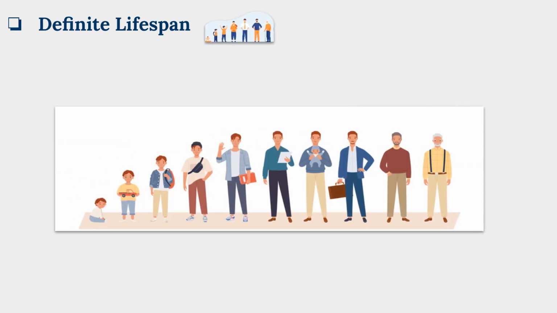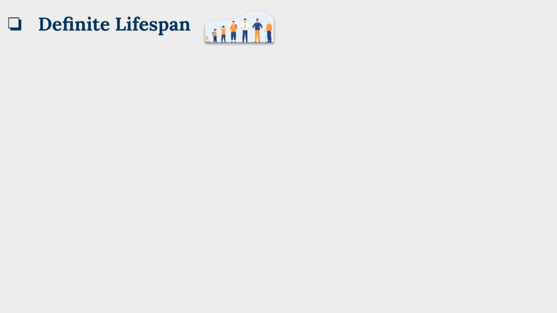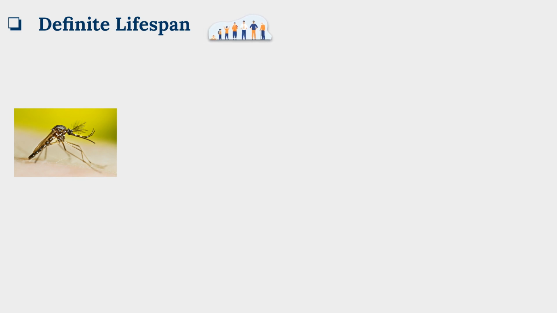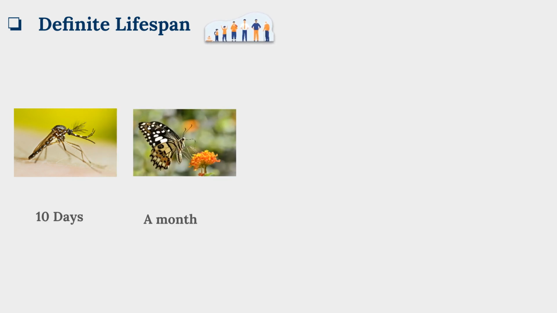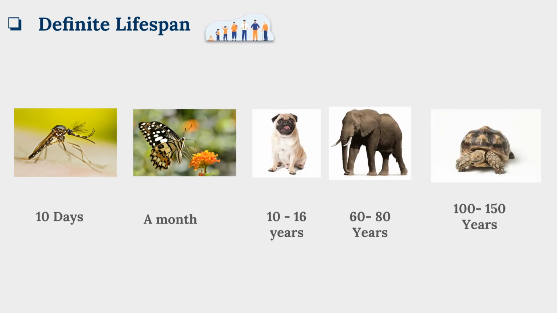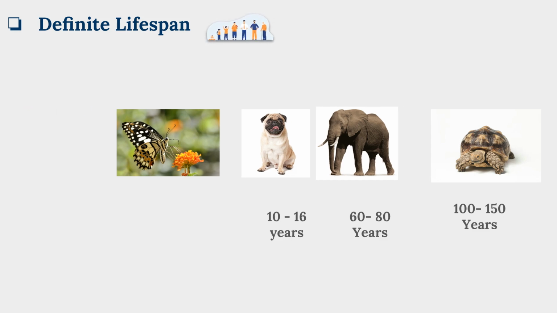Living things have a definite lifespan. Organisms are born, they grow up to become adults, and then gradually turn old and finally die. Different organisms have different lifespans. Male mosquitoes live for about 10 days. Butterflies live for a month. Dogs live for 10-16 years. Elephants live for 60 to 80 years. And tortoises live for 100 to 150 years.